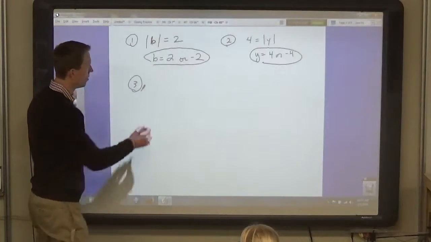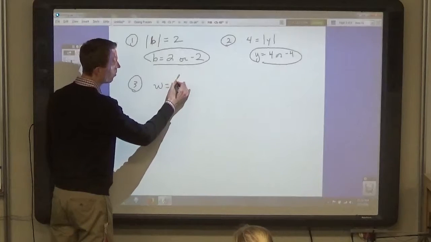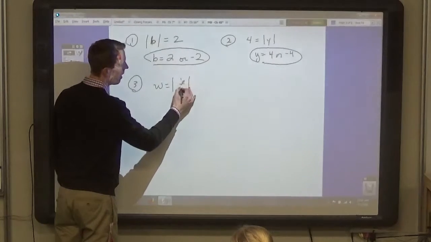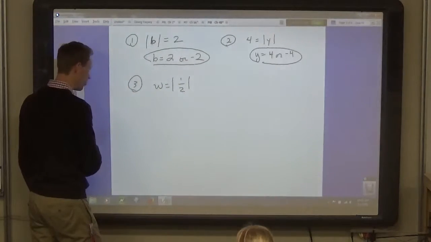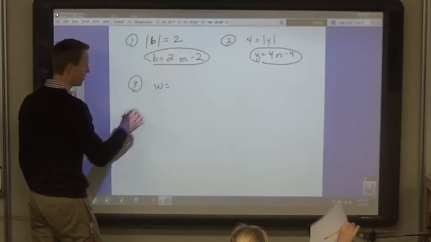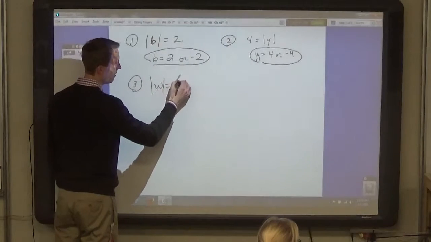Yeah, people often don't. W equals the absolute value of 1/2. I'm sorry, the absolute value of W equals 1/2. Wrote that wrong.